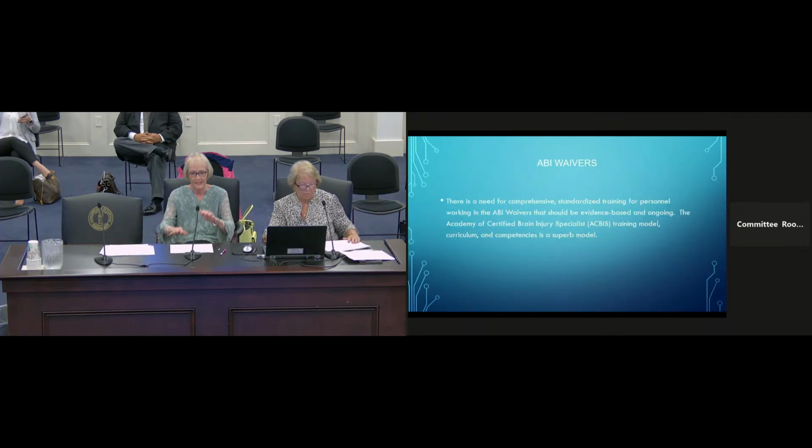There is also a need for comprehensive standardized training for personnel working in the waivers that should be evidence-based and ongoing. Whether you work in Paducah, Lexington, or Bowling Green, there should be standardized training that all of us as providers providing services to individuals with brain injury should have. It should be consistent across all of us. One example of this would be the Academy of Certified Brain Injury Specialists.